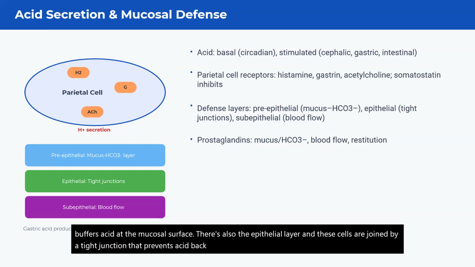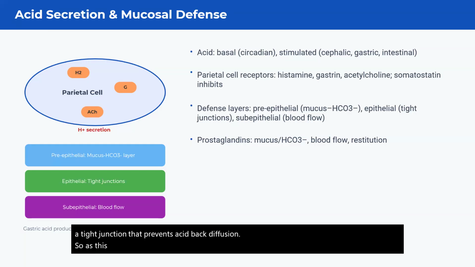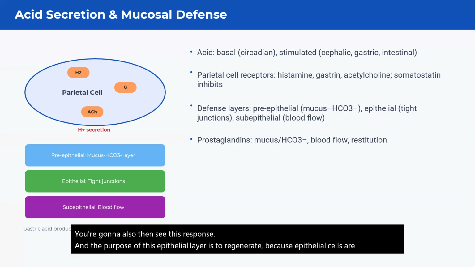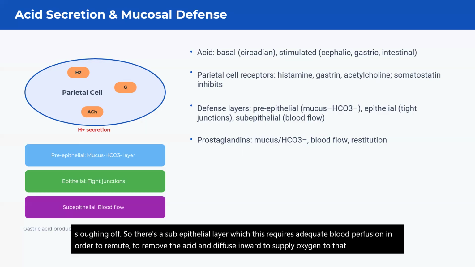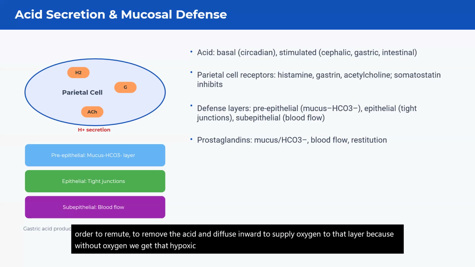So as this progresses, you're going to also then see this response. And the purpose of this epithelial layer is to regenerate because epithelial cells are constantly sloughing off. So there's a subepithelial layer, which requires adequate blood perfusion in order to remove the acid and diffuse inward to supply oxygen to that layer, because without oxygen, we get that hypoxic injury. And so that's what we're trying to contend with.